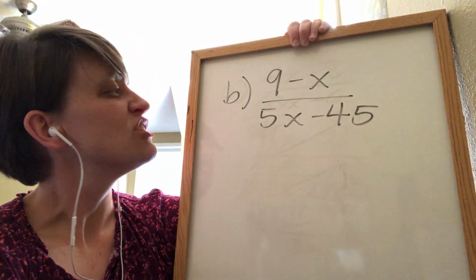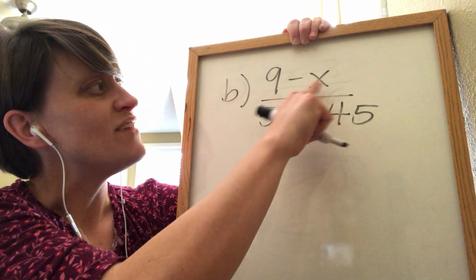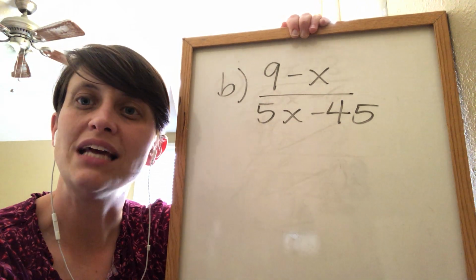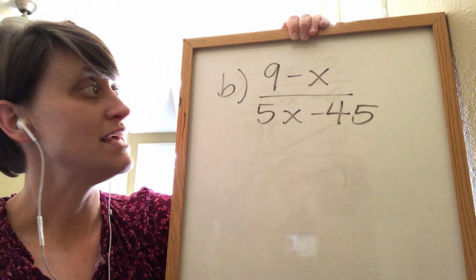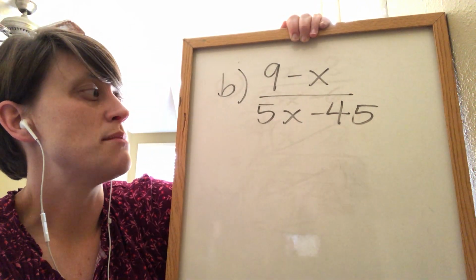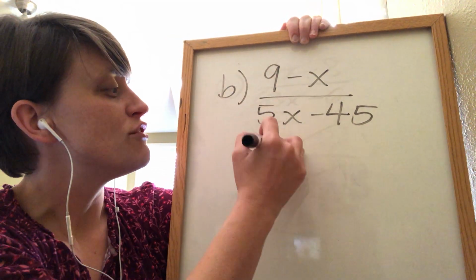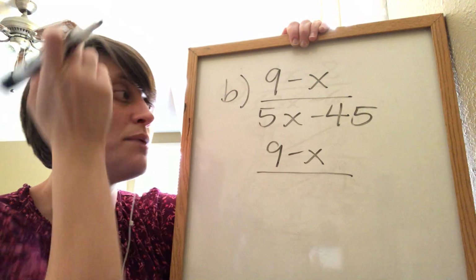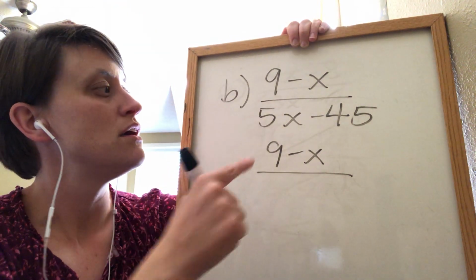Okay, so let's look at B. If I look at the numerator here, 9 and minus x do not have any obvious factors in common. I don't have a greatest common factor for those that come to mind. So for now, let's just leave it like it is. It doesn't factor in any way that seems helpful yet.